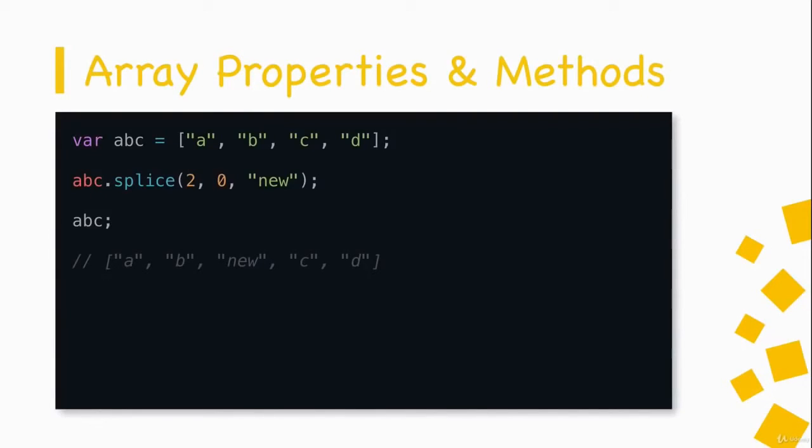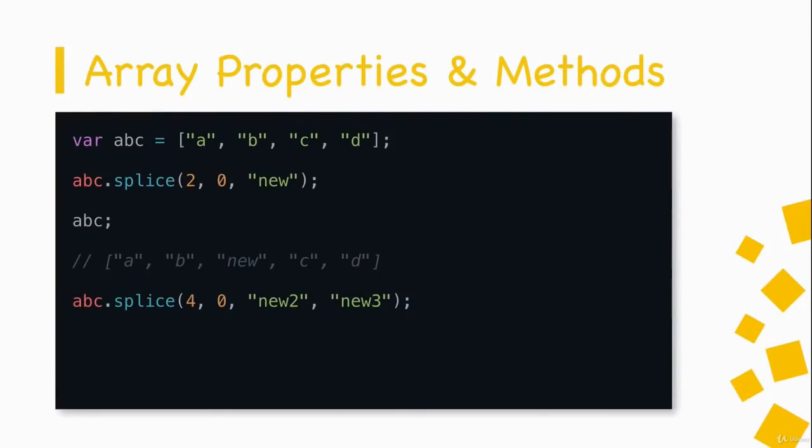So as you can see, currently the ABC array contains the strings A, B, and then at index 2, the element new has been added, and then C and D. So no items have actually been removed in this case. We're just starting the splice at index 2, we're removing 0 elements, which means we're not actually removing any elements, and then at index 2, we're adding the string new as a new element. So in this case, the resulting array is A, B, new, C, and D.